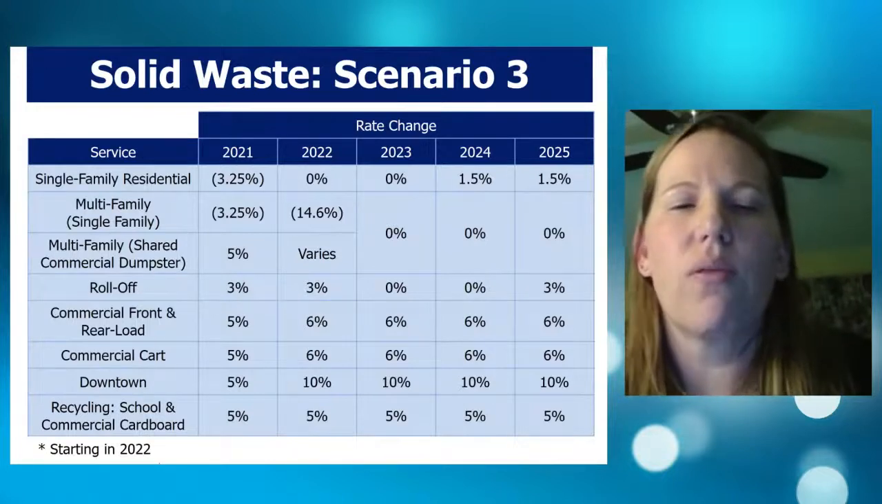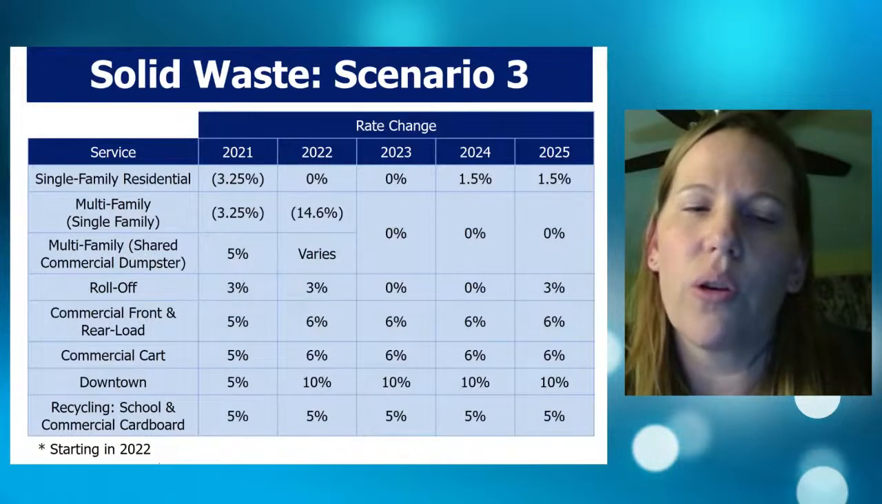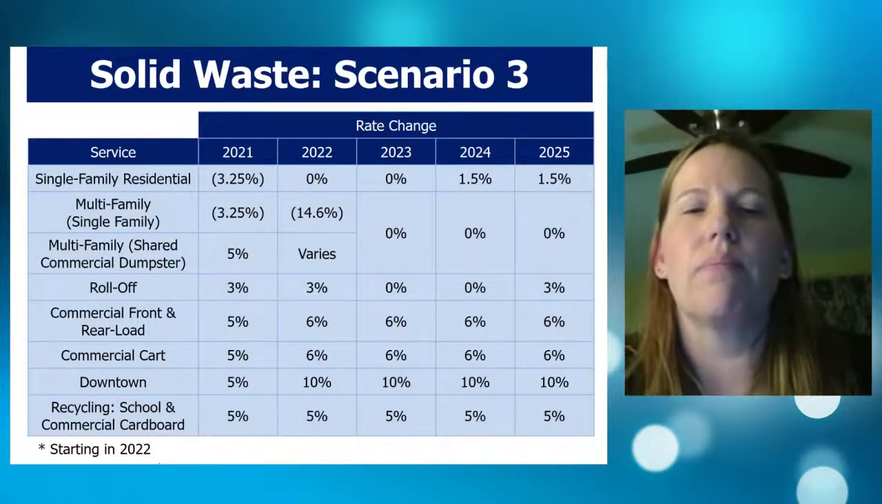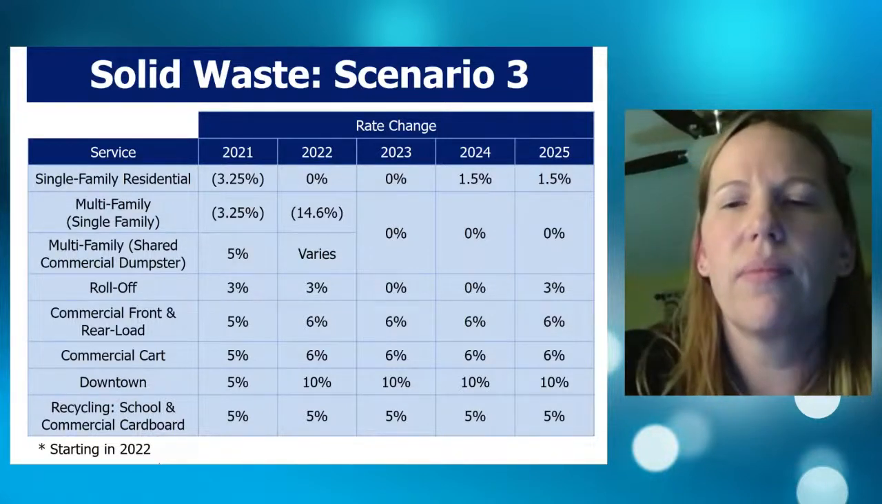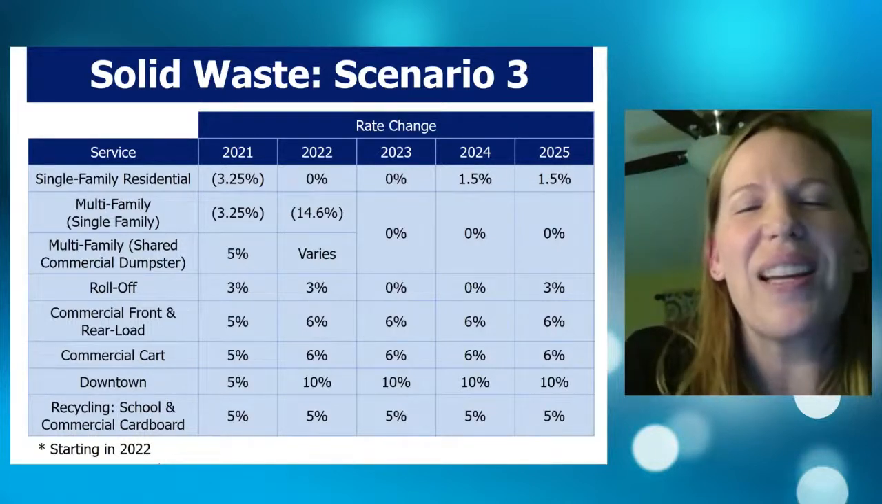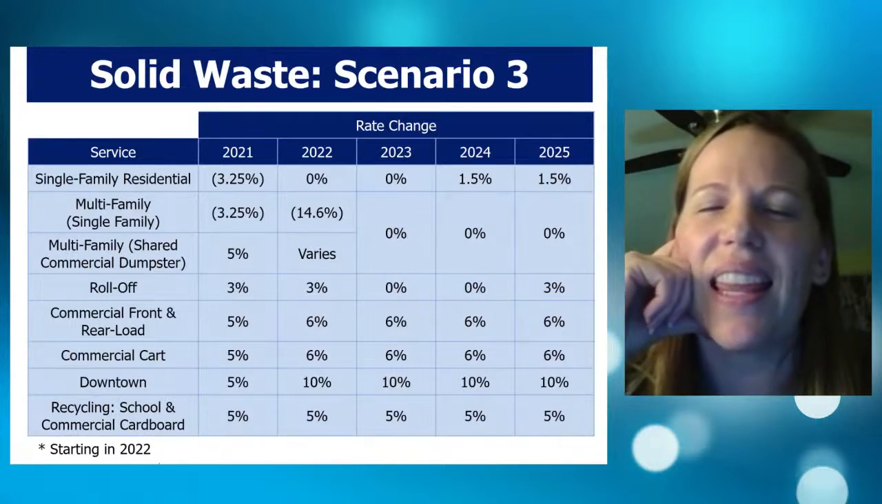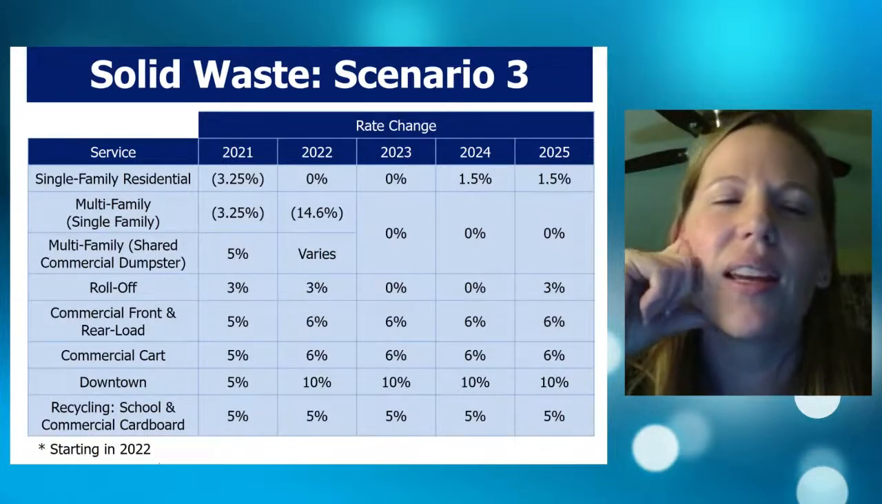And then the rates for the other roll-off, commercial front and rear load, commercial cart, downtown, recycling, school and commercial cardboard, those are going to be different. Sorry, the roll-off rates are 3% in 2021 and 2022. And then you have a break of no rate increases for 23 and 24, and then another 3% in 2025.